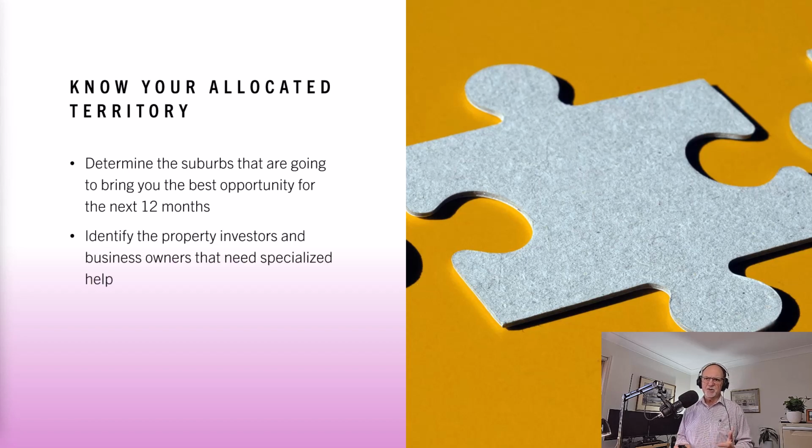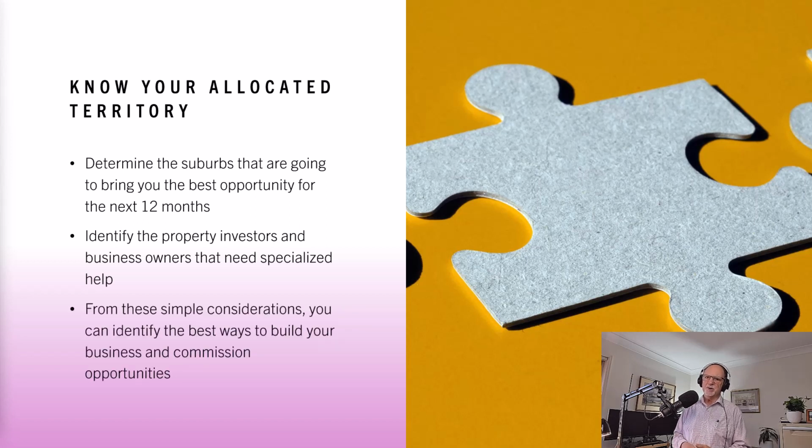Identify the property owners and the business owners that need specialised help or could do so over time. I'm a great fan for balancing the prospecting coin, if you like, between two groups, property owners and business owners, because that's where the business is. The property owners need your help from time to time. They are also investors. Then there are the business owners that need your help with occupancy. You can help either way. That business coin or that coin of opportunity is two-sided. Business owners, property owners, adding investors to the property owners, of course. Now, from these simple considerations, you can identify the best ways to build your business and commission opportunities.